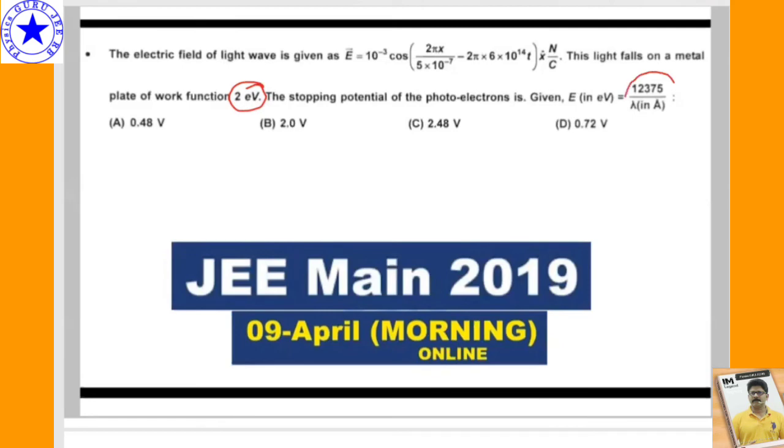So here we can take 12375 divided by lambda. If I take lambda in angstrom, whatever answer I get will be in electron volts. Okay, let's start the problem here.